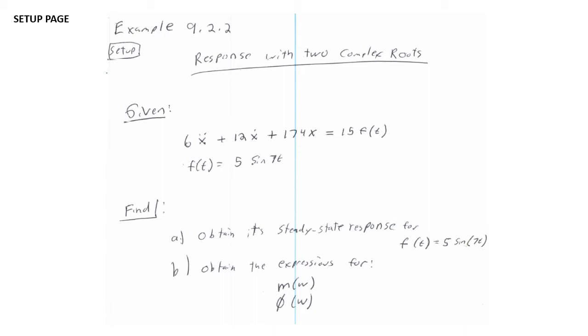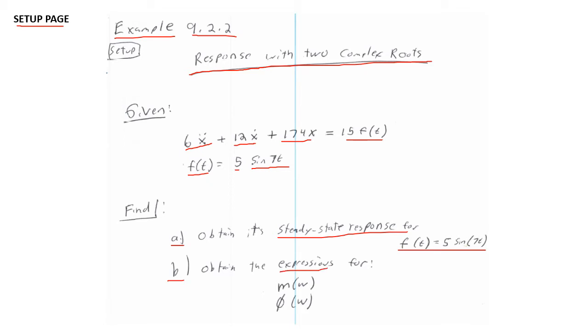Now that we've had a chance to read through the problem statement and understand what they're giving us and what they're asking us to solve for, our next step is to create our setup page. Again, we're doing example problem 9.2.2, and for our setup, this is the response with two complex roots. We're given 6x double dot plus 12x dot plus 174x is equal to 15f. For part A, f of t is equal to 5 times the sine of 7t, and they want us to obtain the steady state response. For part B, they want us to obtain the expressions for M of omega and phi of omega.